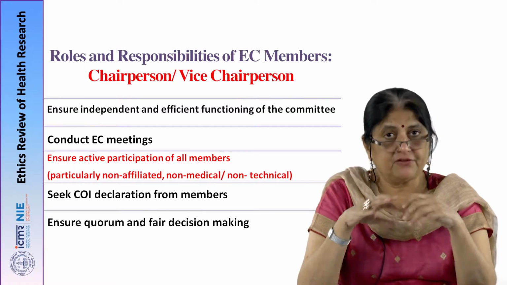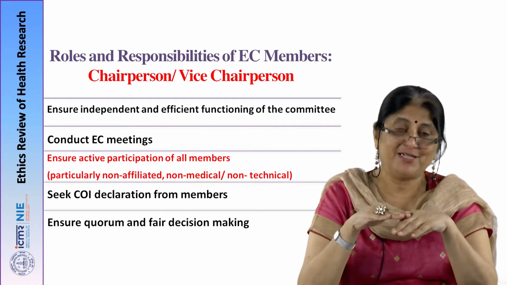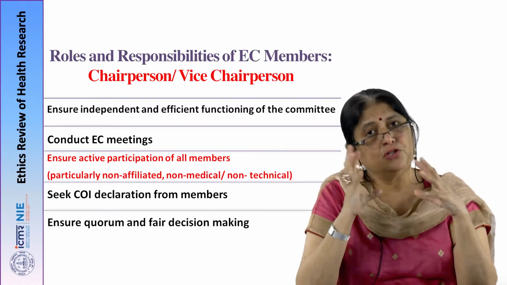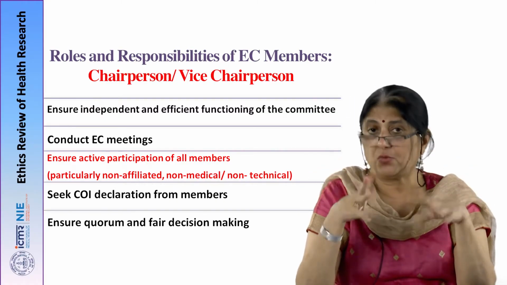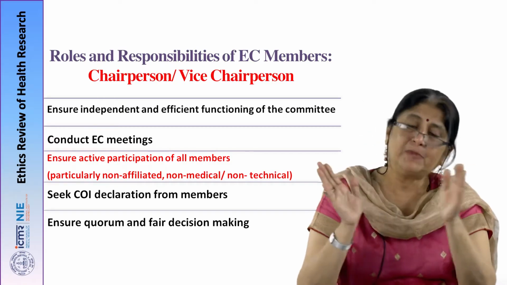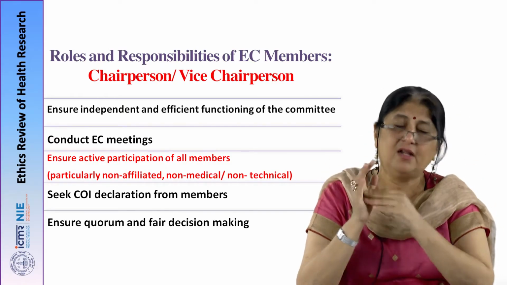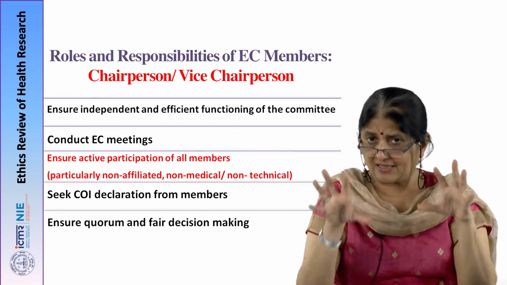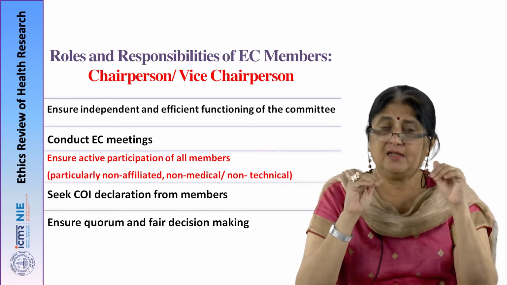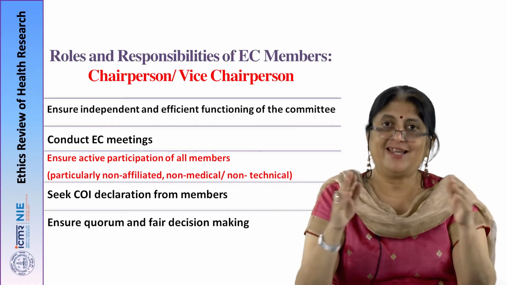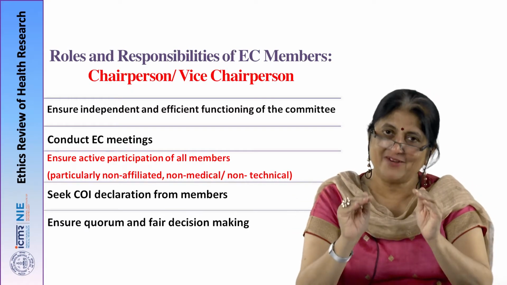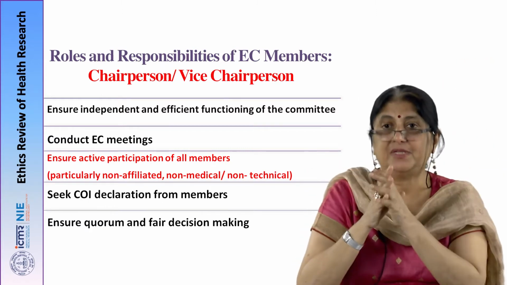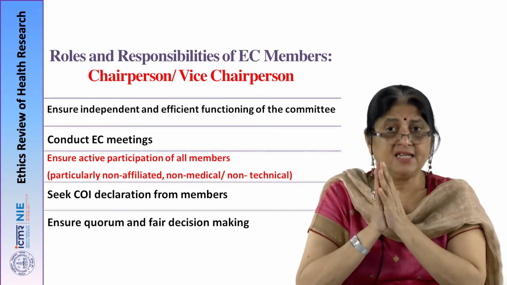Seeking the conflict of interest declaration is also the responsibility of the chair, along with the secretariat, of course, and the chair also ensures that the quorum is met, whatever the quorum is decided, and that the decision making is fair. The chairman may or may not be given veto powers. That again depends on the SOP, but this has to be used carefully, and the final decision has to be a fair decision for the proposal and with the participant at the center.